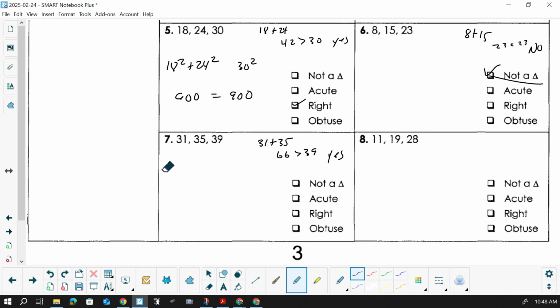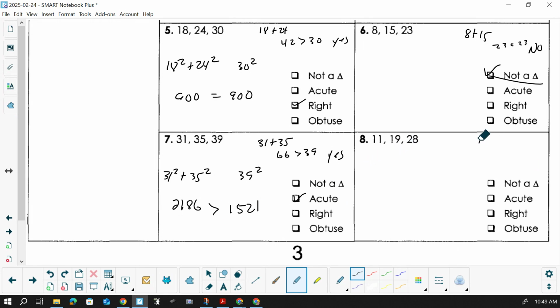Now let's see if it's a right triangle. 31 squared plus 35 squared and 39 squared. 31 squared plus 35 squared is 2,186. 39 squared is 1,521. The c squared isn't big enough for it to be a right triangle, so it's acute.